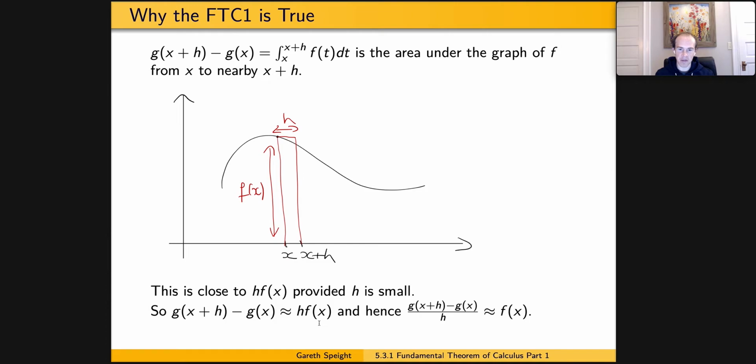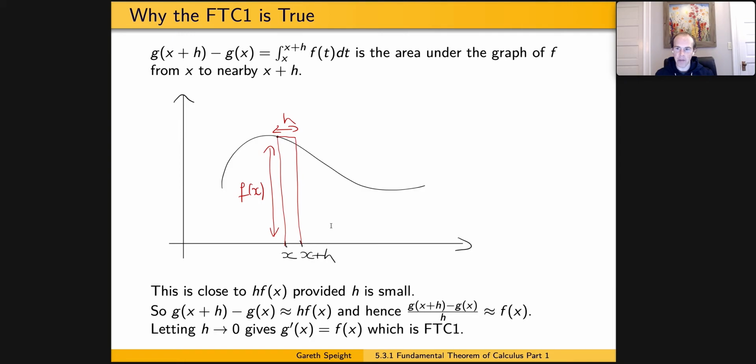And then if we divide both sides by h, we get (g(x+h) − g(x))/h is roughly f(x). And now let's let h go to 0. As h goes to 0, the left-hand side goes to g'(x) by definition of the derivative, and the right-hand side is just f(x). And this roughly becomes an equality as h goes to 0. So that gives us g'(x) = f(x), which is exactly what we wanted for the fundamental theorem of calculus part 1.